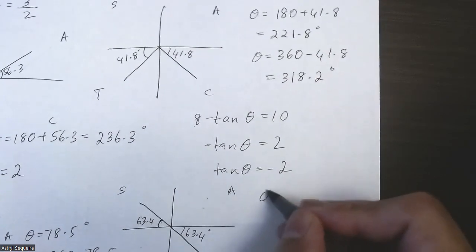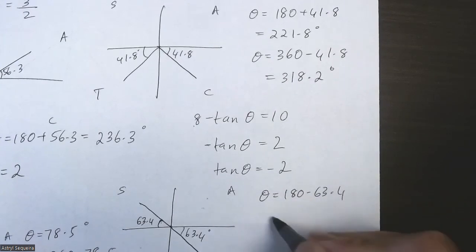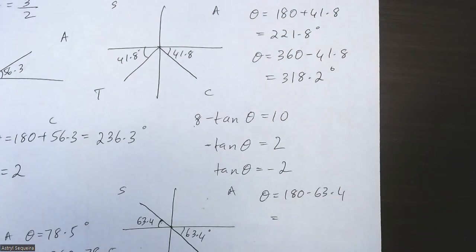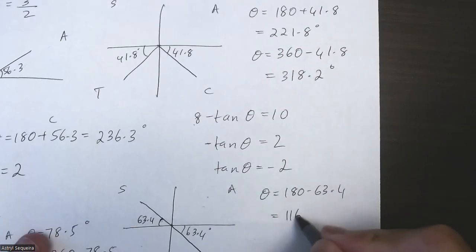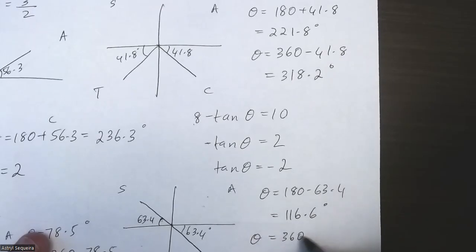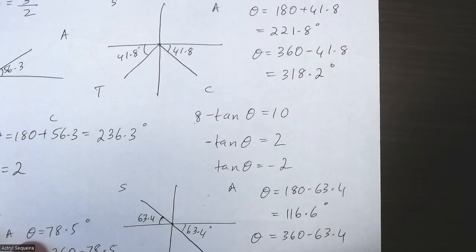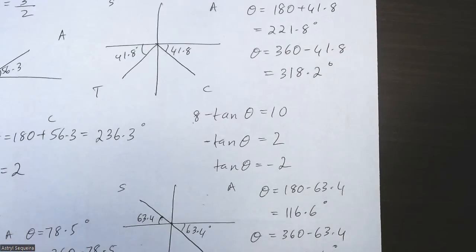And then my two solutions, my first solution is 180 minus 63.4, which is 116.6 degrees. And my second solution is 360 minus 63.4, which is 296.6 degrees.